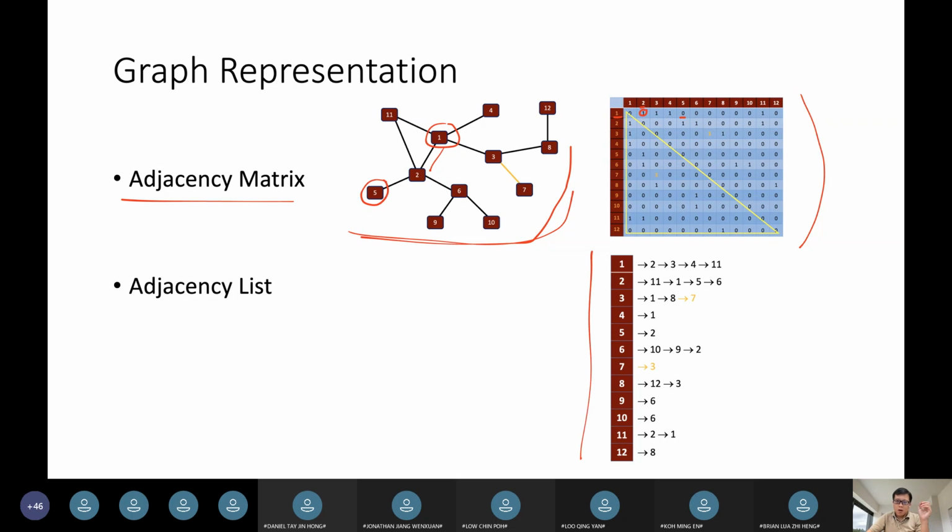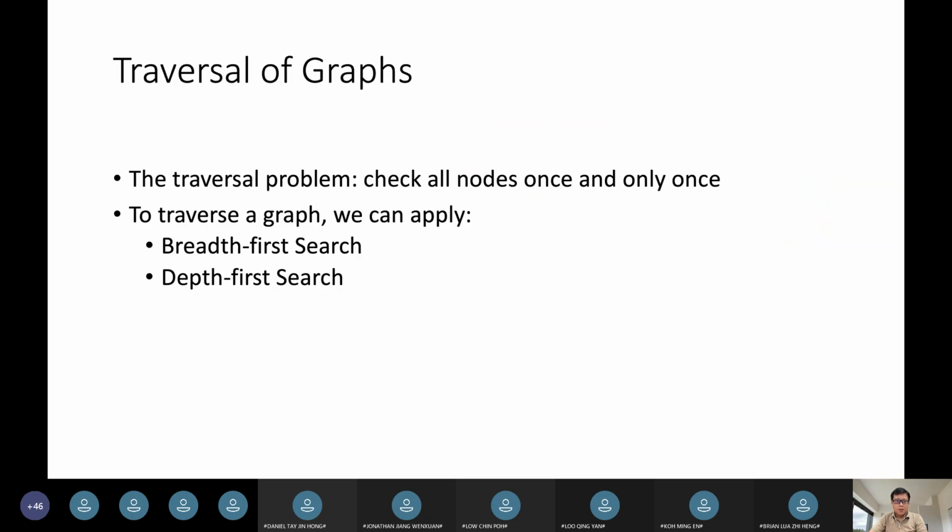Adjacency list is more straightforward, right? For example, 1 connects to 2, 3, 4, and 11, right? So we just create a linked list 2, 3, 4, 11 to keep it, okay? So that's called an adjacency list, okay?